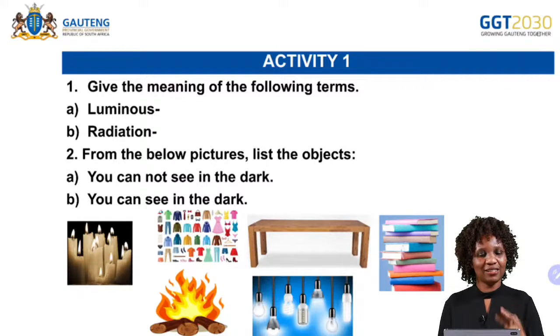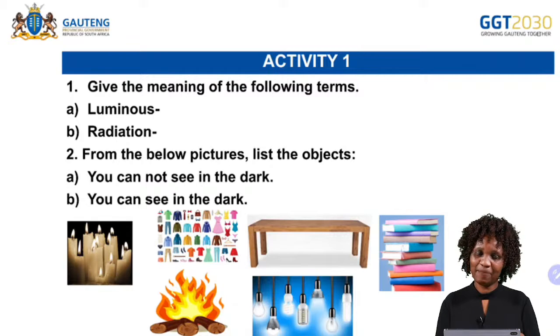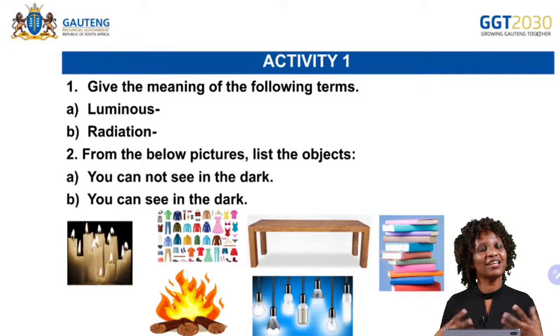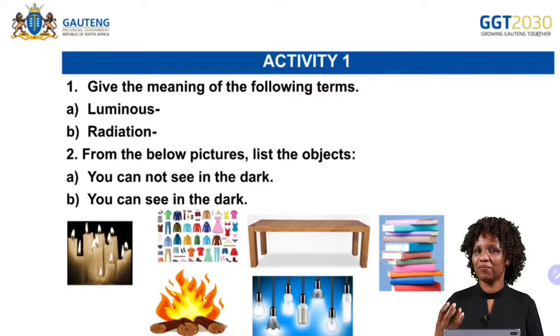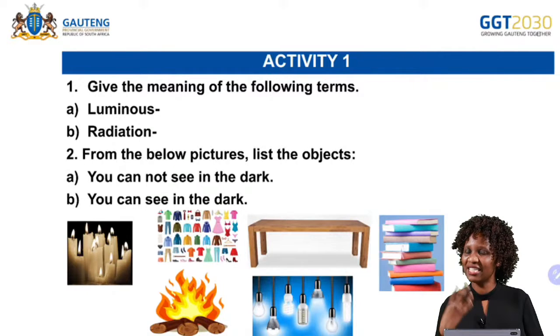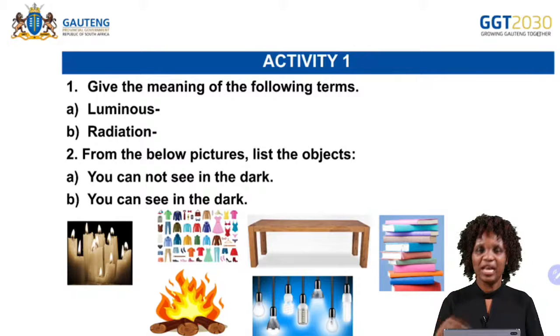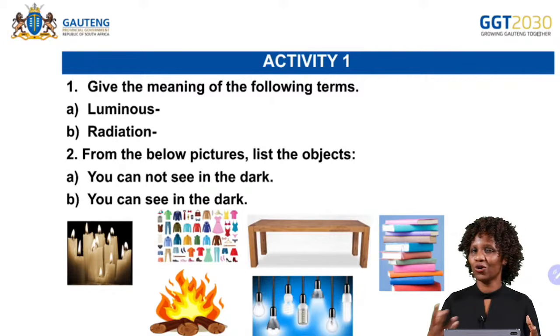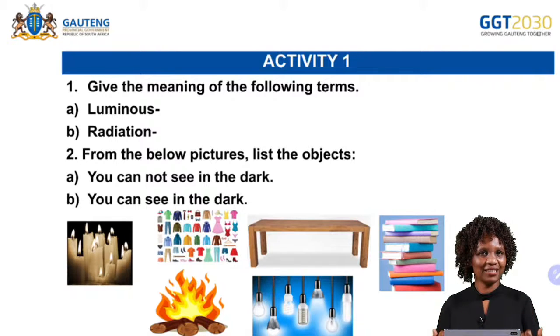All right, let's go through the questions together, grade 8. Give the meaning of the following terms. A, luminous. What does the word luminous mean, grade 8? When we are talking about luminous, we are talking about an object that is emitting light, an object that is giving off light. For example, the sun is luminous. It is emitting light. Even our bulbs in our classroom, if you switch them on, they will glow. They are emitting light. Do you get that?